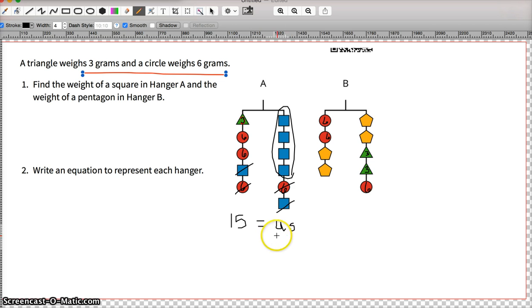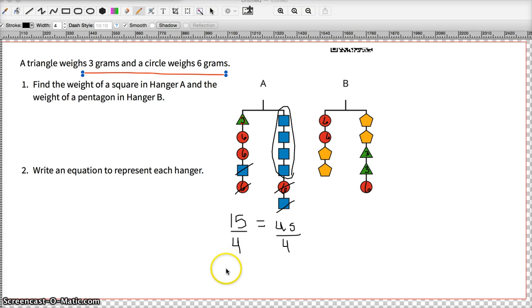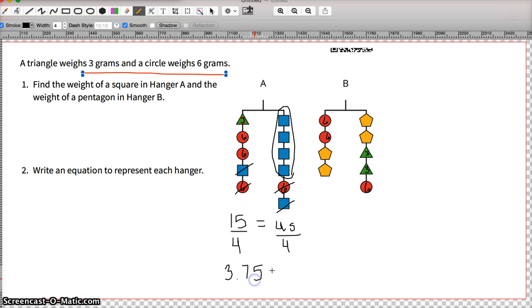And so if I wanted to find out how much 1 square would be, I just need to divide both sides by 4. And 15 divided by 4 would be my answer. Once you do that, you'll see that 15 divided by 4 is 3.75, or 3 and 75/100ths. So that's the weight of 1 square. Go ahead and pause the video and try this process for hanger B. I really hope you took a moment to pause the video and try this on your own. If not, please do so now.